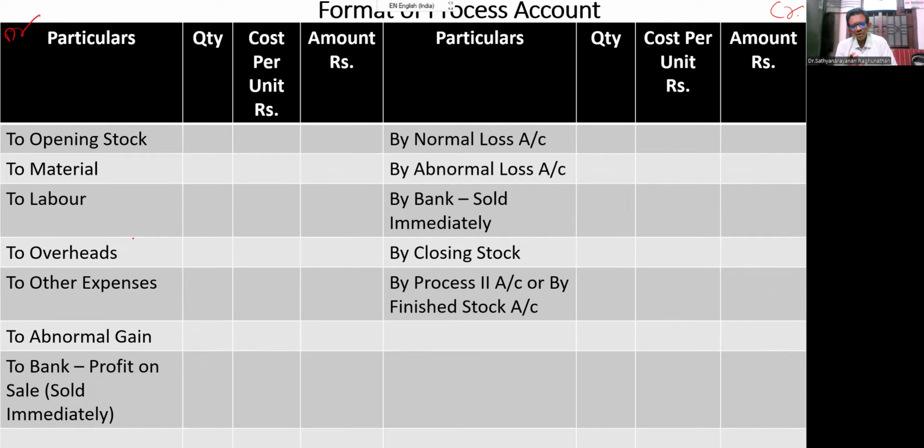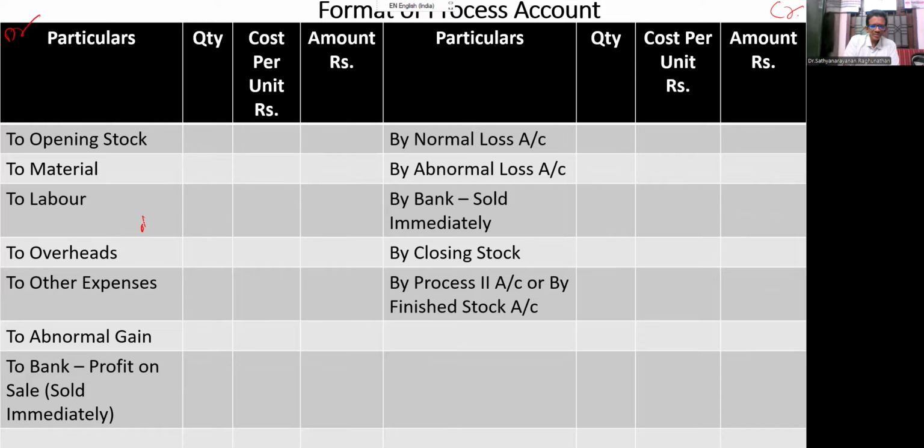So why is normal loss, which is always a loss, appearing on the credit side? It should appear only in the debit side of the process account. Why are the two losses appearing in the credit side of the process account? The reason behind this is, if the normal loss occurs, your entry will be, please make a note.